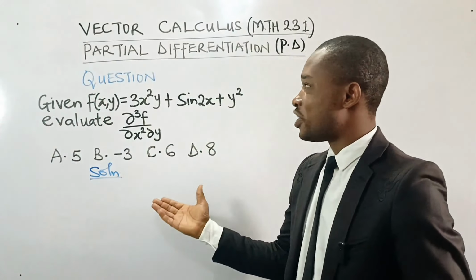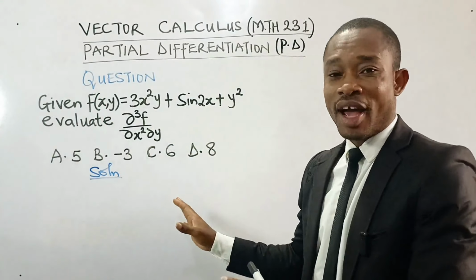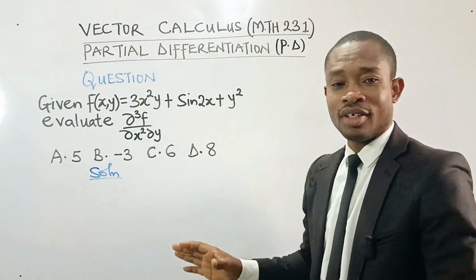So we have a quick one here on the board. This is on partial differentiation, of course, vector calculus, and we are asked, given f of x comma y to be equal to 3x squared y plus sine 2x plus y squared, evaluate del cubed f over del squared x del y. This is partial derivative, and we'll pronounce it del. All right, let us see how we solve this problem. We've got these options. Which of them is the correct answer?